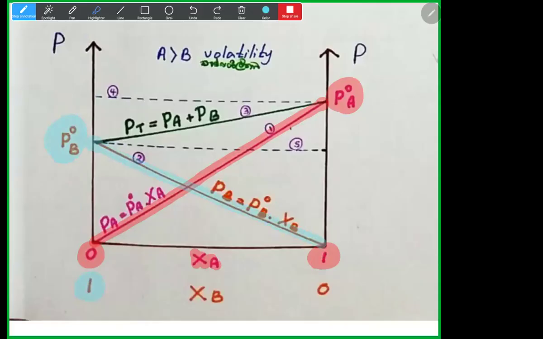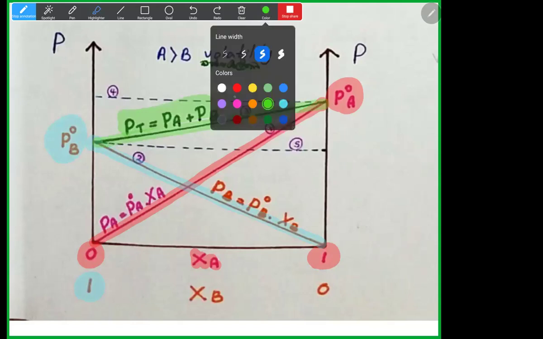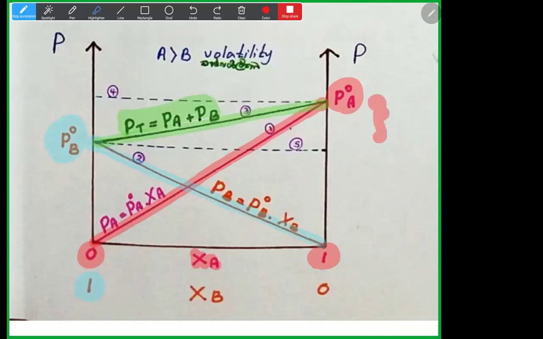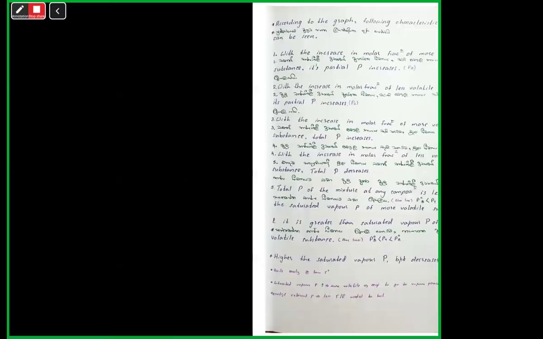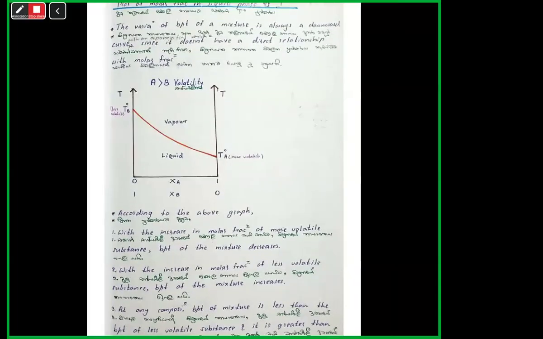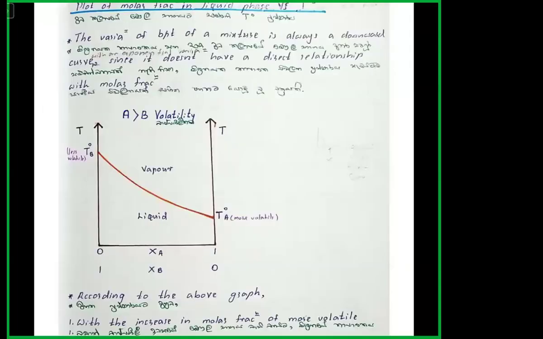So in the mixture, the total pressure always goes in between these two, because it always equals PA plus PB. So it's always in between P naught A and P naught B. Is this clear? When you learn theory, it's going to be really easier now. Everybody okay? But you don't have an exact connection to composition and temperature. It's always a downward facing curve. There is no direct relationship.